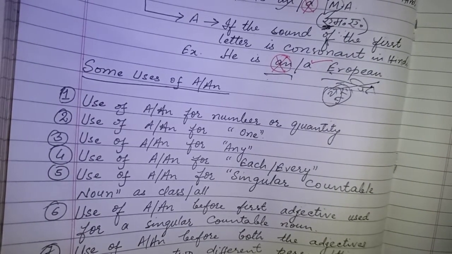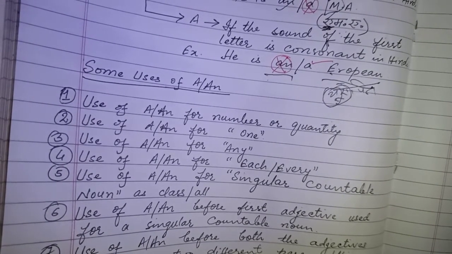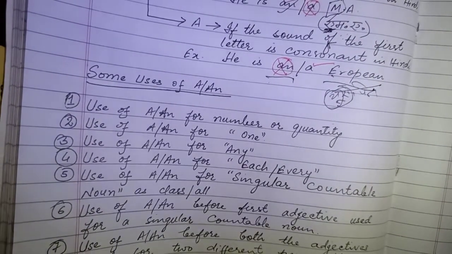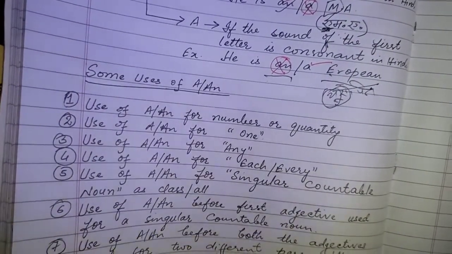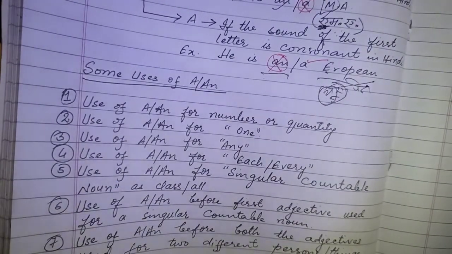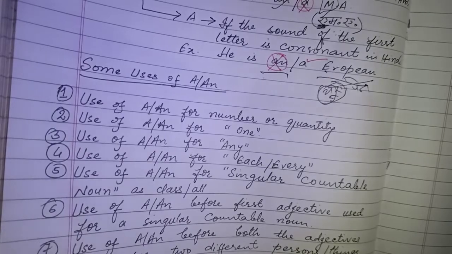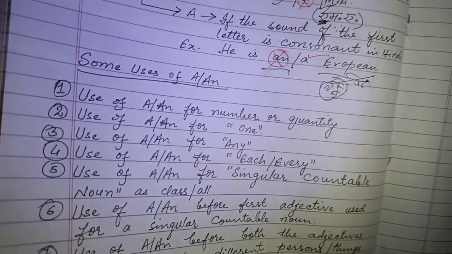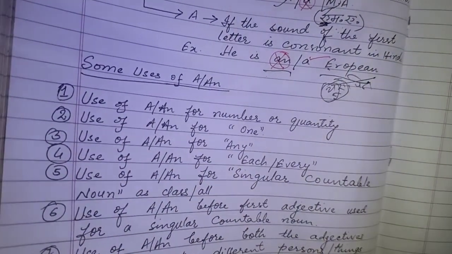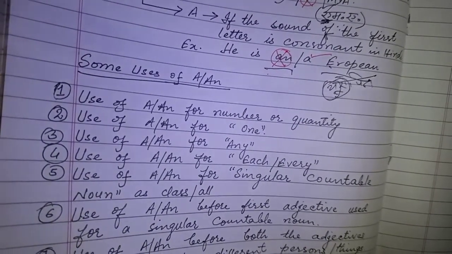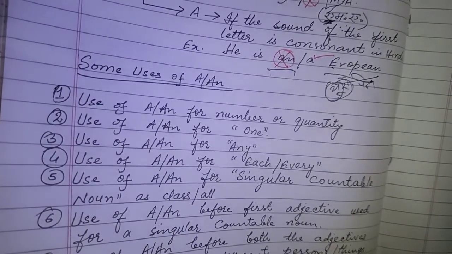Next, use of a or an before the first adjective used for a singular countable noun. This is very important from the competitive examination point of view, because most of the time such questions are given. What does this point mean? Let me elaborate it.